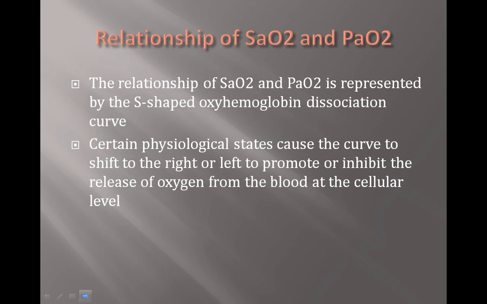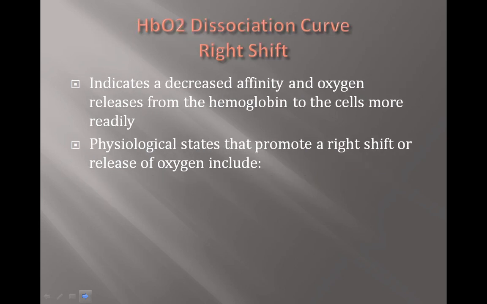Let's take a couple of minutes to relate the SaO2 and the PaO2 to the oxyhemoglobin dissociation curve. We know that the SaO2 and the PaO2 are represented by the S-shaped curve and that certain physiological conditions shift that curve to the right or the left to promote or inhibit the release of oxygen that is bound to hemoglobin in the red blood cell. When the oxyhemoglobin dissociation curve shifts to the right, it indicates a decreased affinity for oxygen and more readily releases the oxygen into the blood for cellular consumption. So think of the shift to the right as releasing oxygen to the cells.